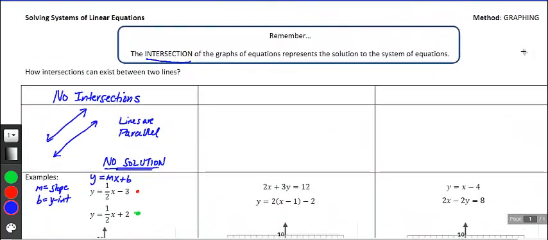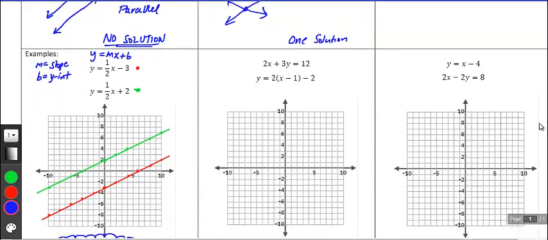Let's do the example that hopefully is obvious. What happens if we have one intersection? Those lines are not parallel. Right, looks something like that. Then we're going to have one solution. Okay, so let's see what we can do with these.